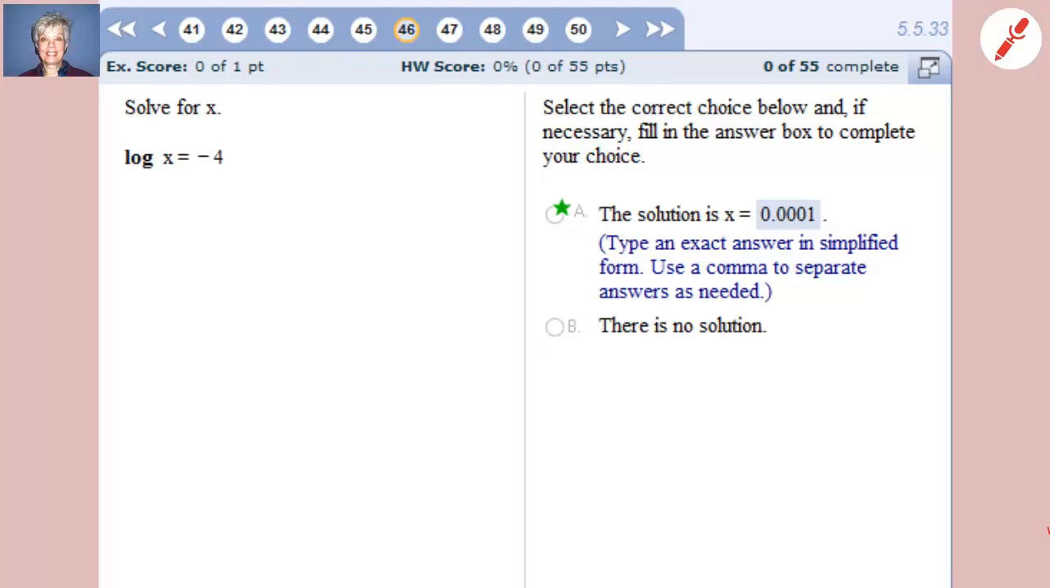Log x equals negative 4. Well, this is log base 10 of x equals negative 4. And by definition, what we're looking for is the power that the base is raised to in order to get this answer. So that means that x equals 10 to the negative 4. And indeed, 10 to the negative 4 is this number right there.